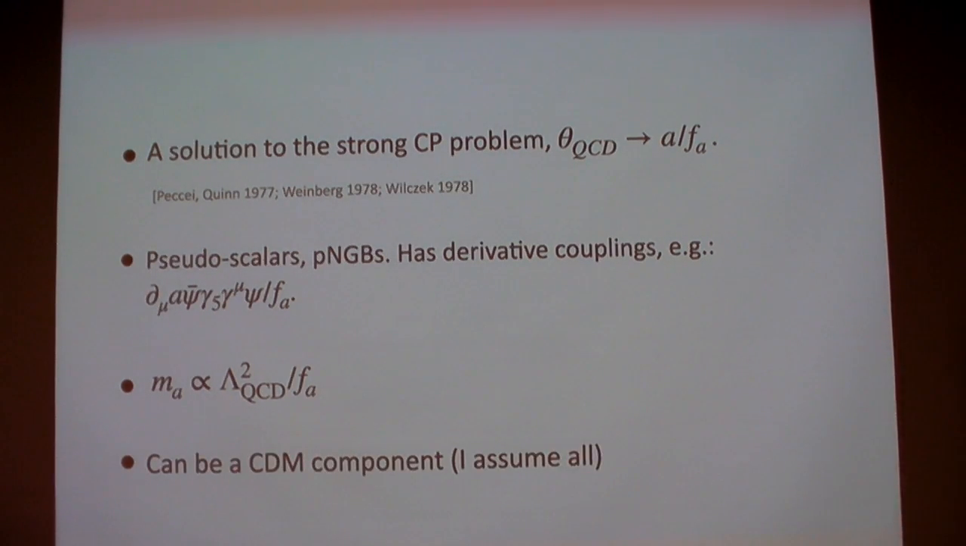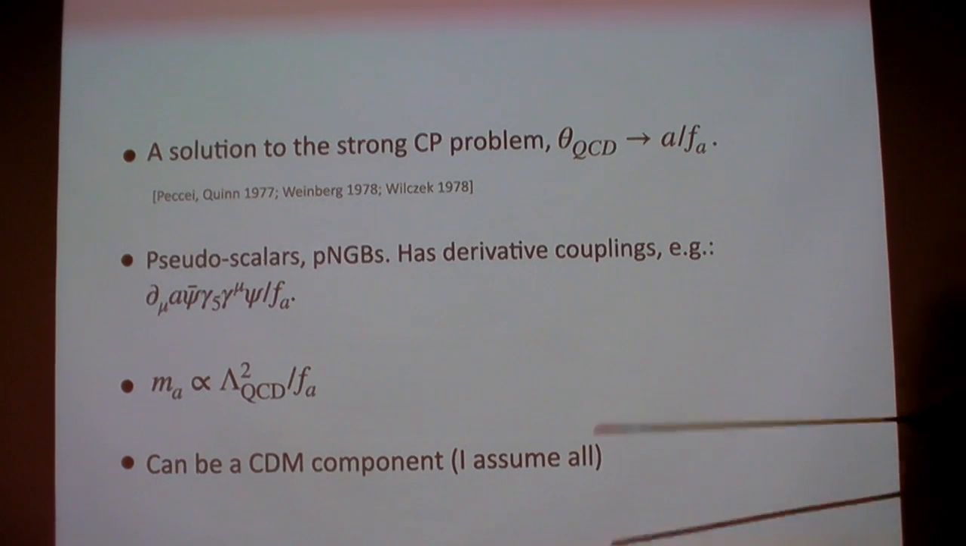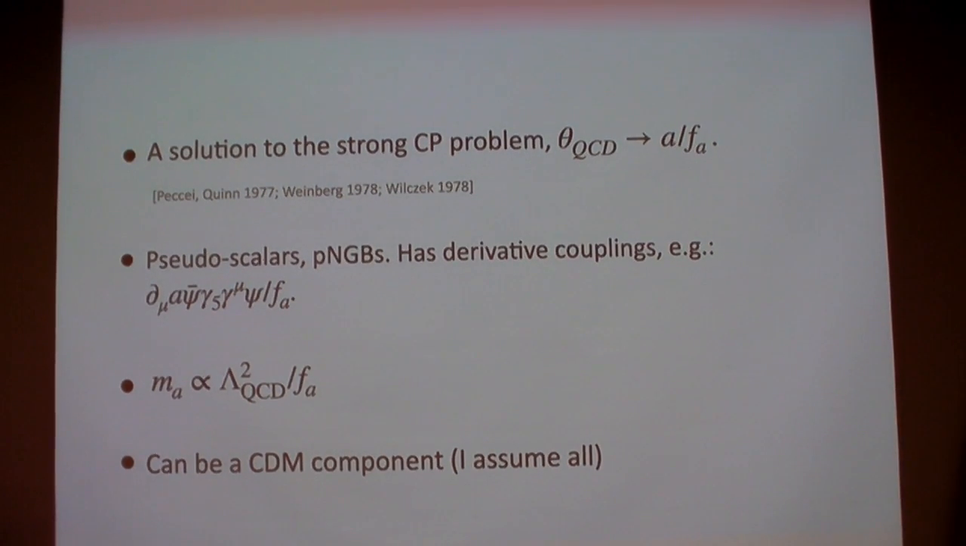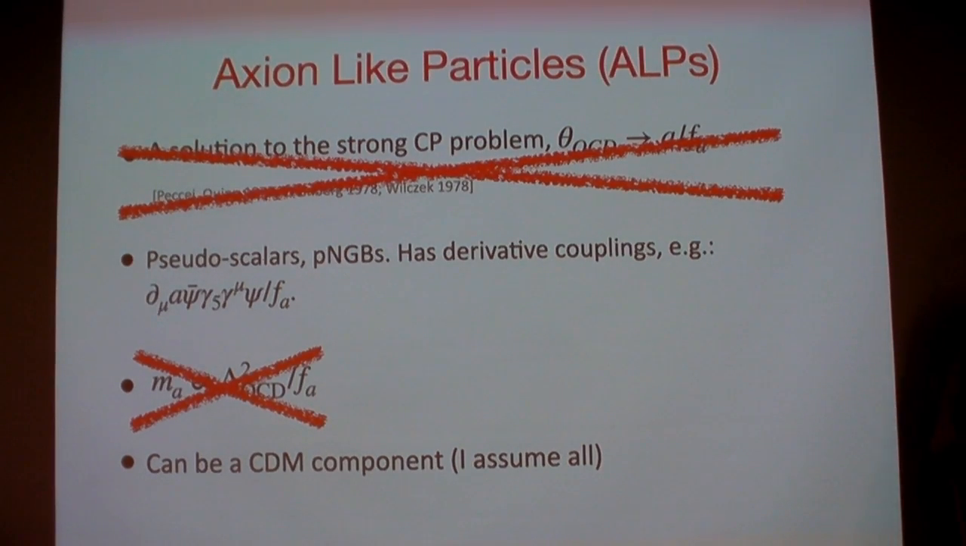The last thing I want to mention about QCD axions is that they can be a cold dark matter component. That means they would be all around us, sitting here being non-relativistic. Throughout my talk, every time we're looking for them, we're going to assume they are all of dark matter. Now, the actual thing most of this talk is going to cover is axion-like particles.